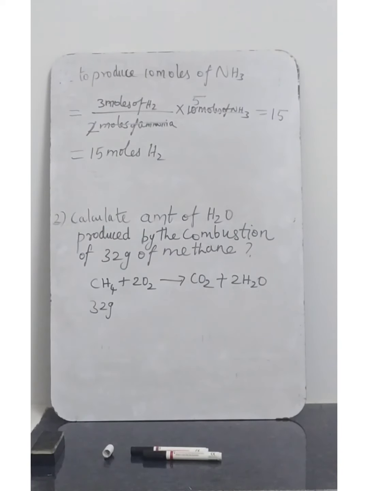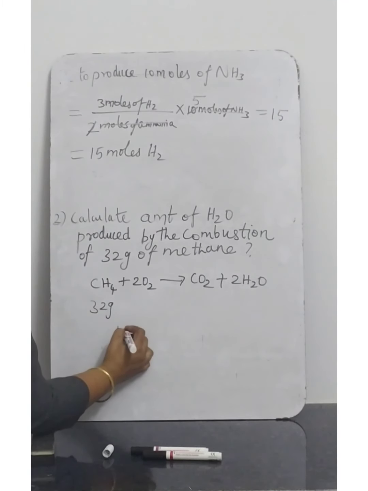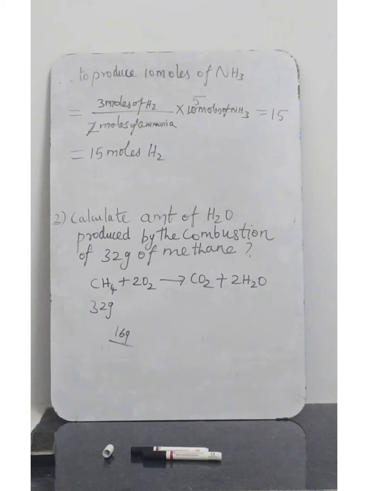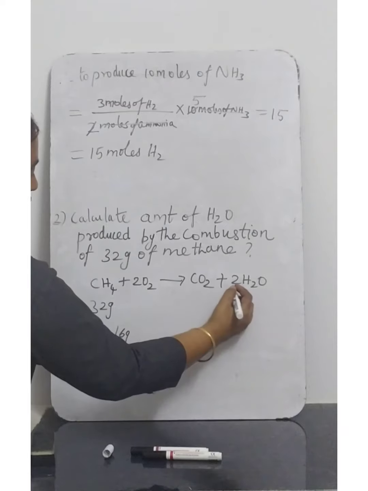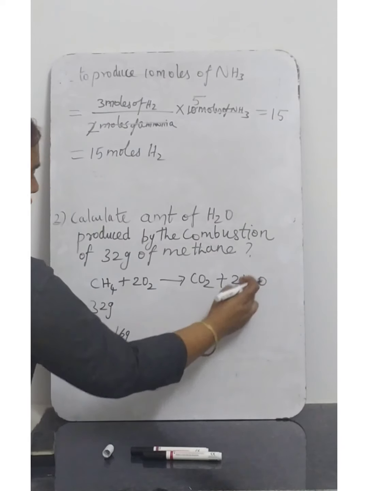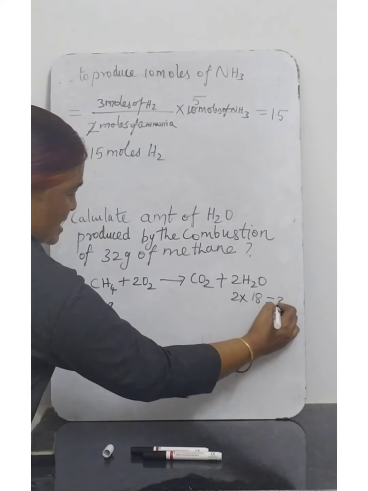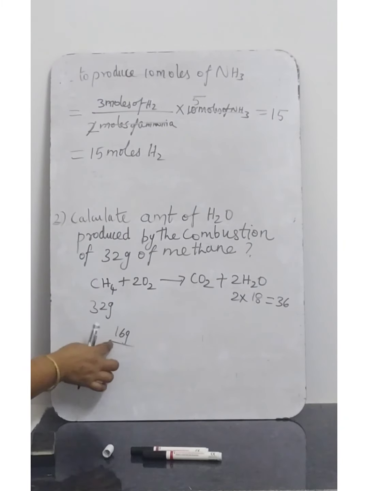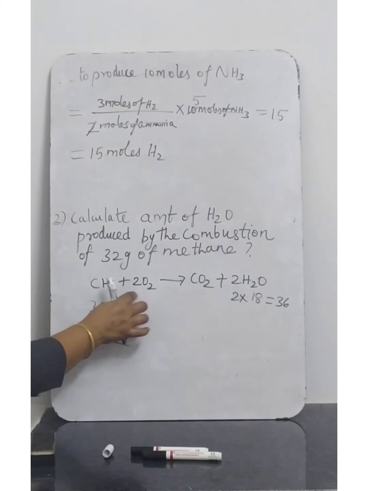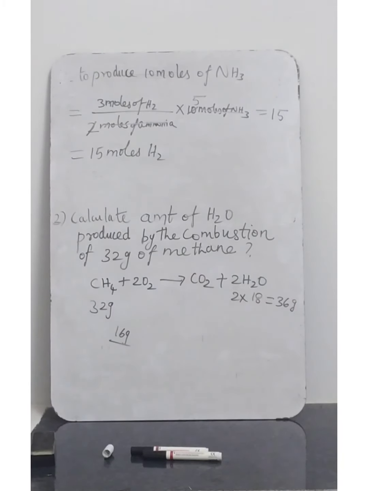They are asking, for one mole of CH4, what is the molecular mass of CH4? 16 gram. Understood? So 16 gram of methane will undergo combustion. It will produce 2 moles of water. What is the molecular mass of water? 18. 2 into 18, already we have discussed, is 36. So 16 gram of methane undergoing combustion will produce 36 gram of water.